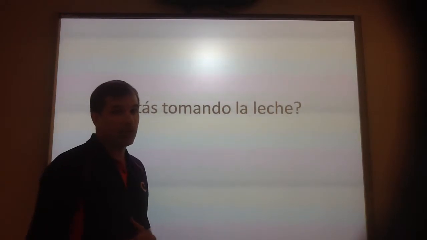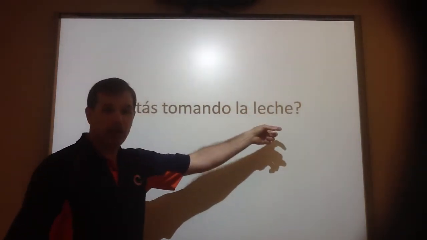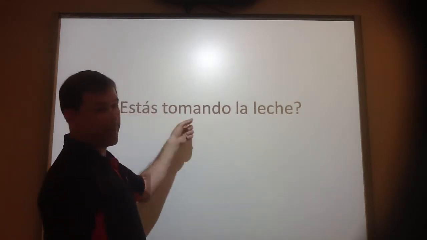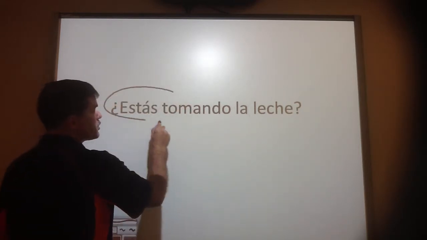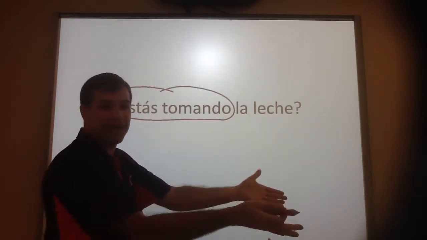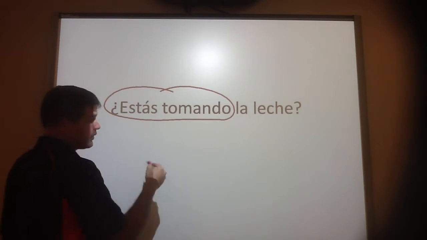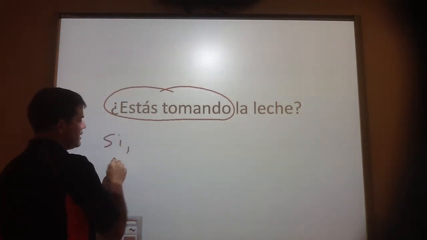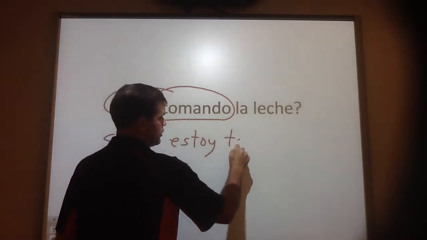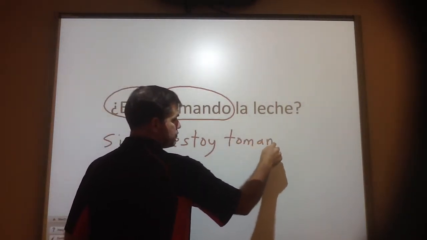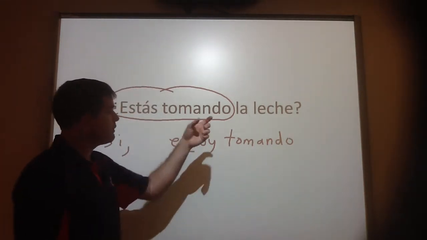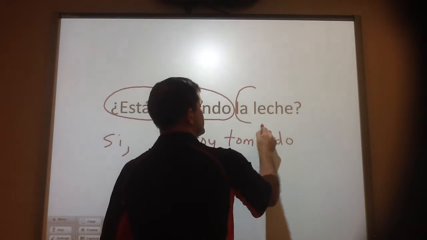Okay, ¿estás tomando la leche? Are you drinking the milk? Once again, remember, let's start with how we're going to answer the verb. Notice now that we have one of those present progressive forms we just worked on. So if I ask, ¿estás tomando la leche? You're going to answer that with, go ahead and say sí again. But your answer is going to be, sí, estoy tomando. I am drinking. So we've changed the verb.